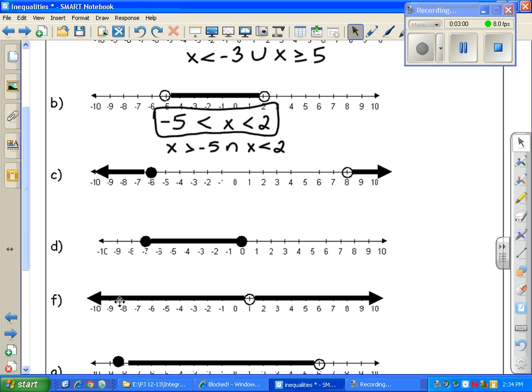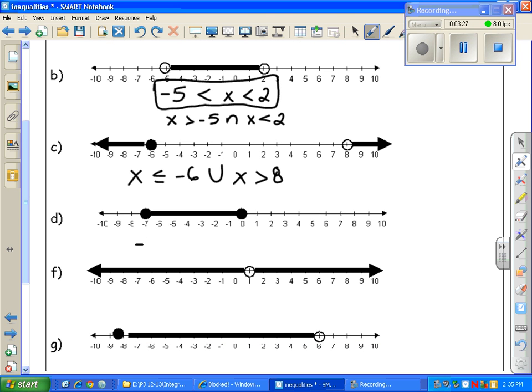So we take a look at some of the other examples. If you look at C, again, this is the union of two sets. We're going to bring together these two inequalities. So this one will be x is less than or equal to -6. This part is x is greater than 8. And it's the union of those two sets. In D, we have the intersection of two sets. The boundaries are -7 and 0. And x is less than or equal to 0, but greater than or equal to -7. You see the difference between writing the union and the intersection.